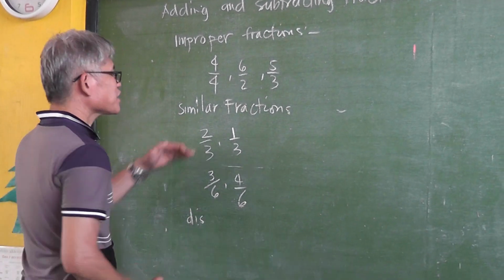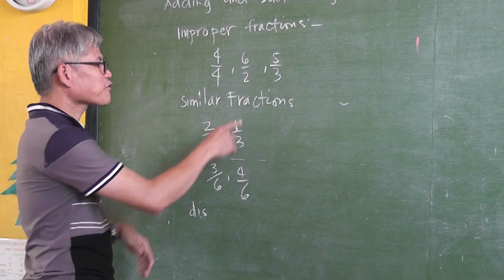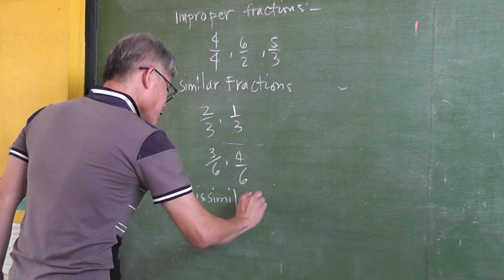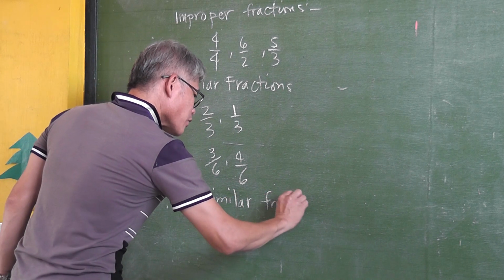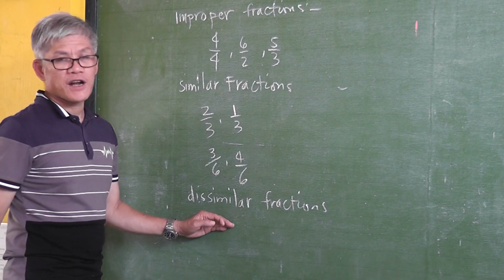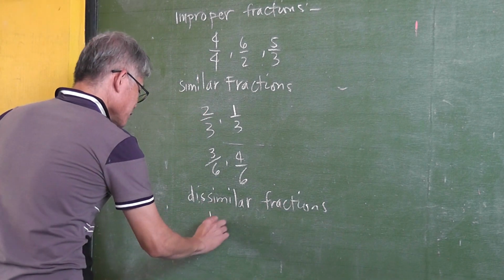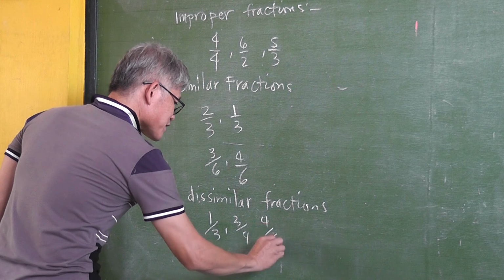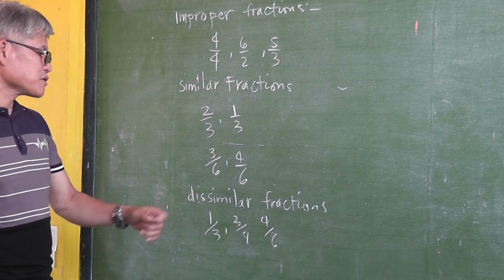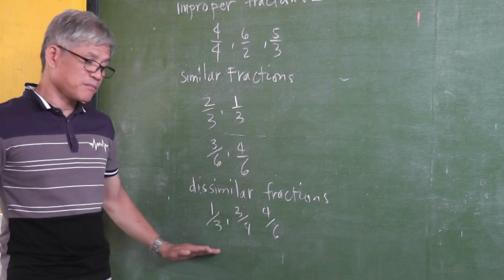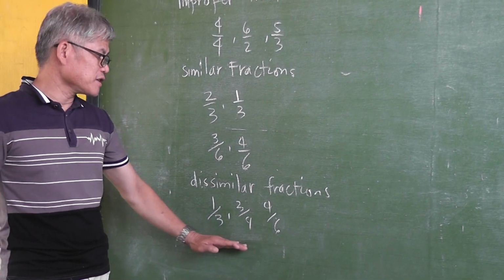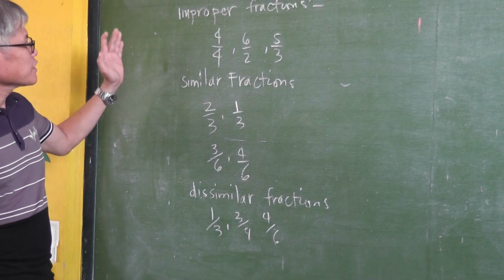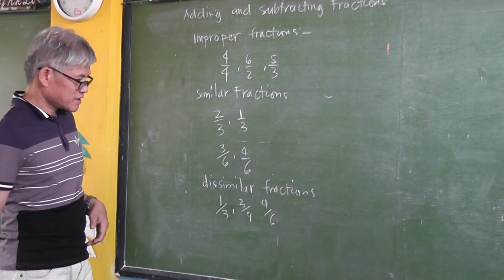Next, number 3 is dissimilar fractions. Another term for this is unlike fractions. For example, 1/3, 3/4, 4/6. They are called dissimilar fractions because their denominators are not the same, they are different numbers. So these are the 3 fractions that I would like to stress this afternoon, because they have a connection to this.